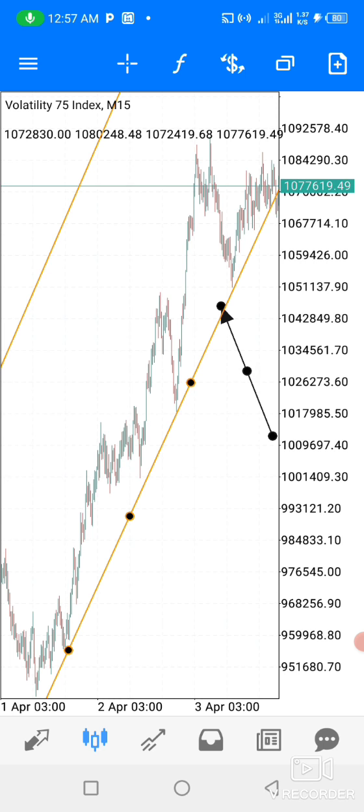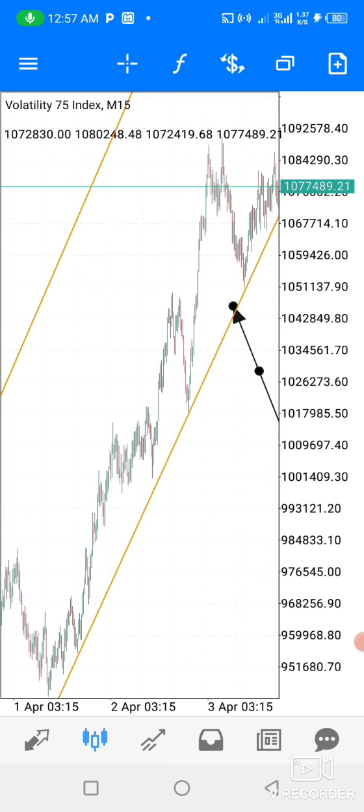But it's not reversing. If the trend is strong, it's not reversing anything. It's going up, up, up. For this type of uptrend, it's going up. It doesn't reverse.